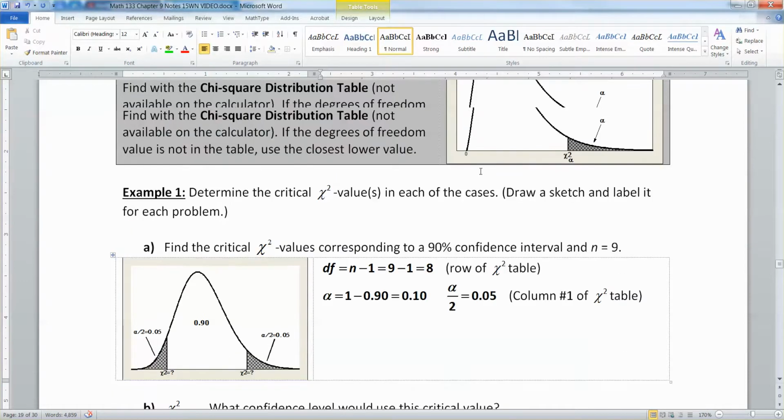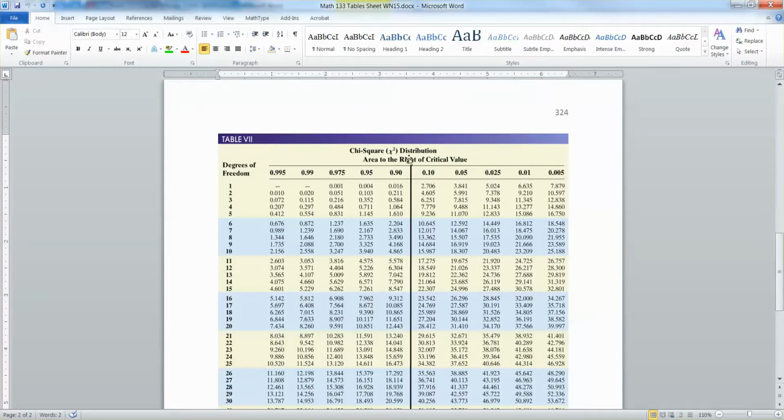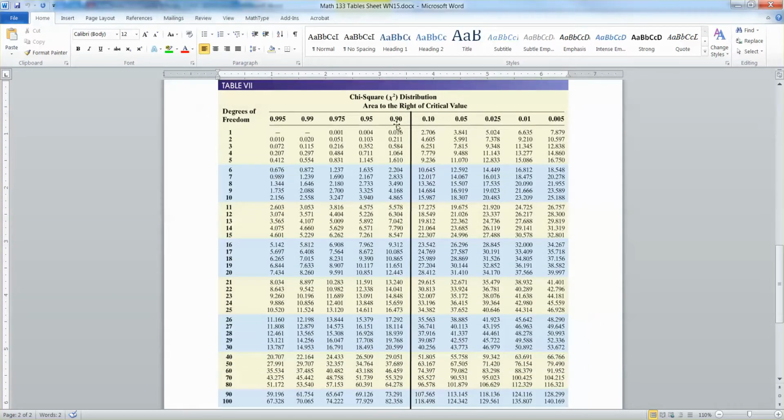But remember that it's always giving me the area in the right tail. So if I look at my table, for example, it says the area to the right of the critical value, very clearly up at the top. So I know I've got one at the 0.05, right? And I know I'm going to go to degrees of freedom is 8. So I know the right-hand value is 15.507.